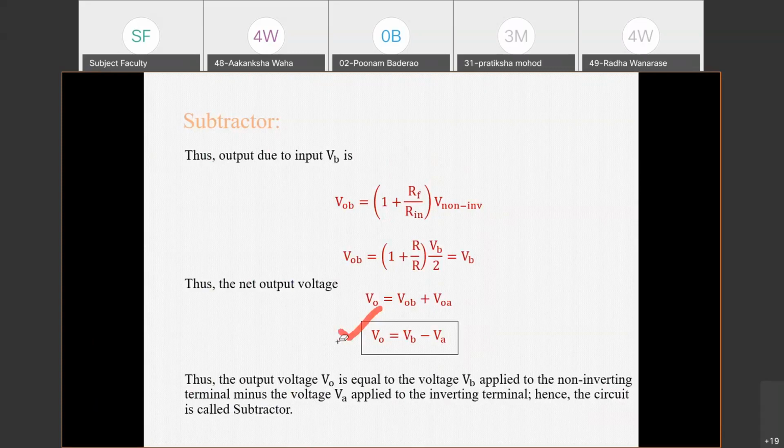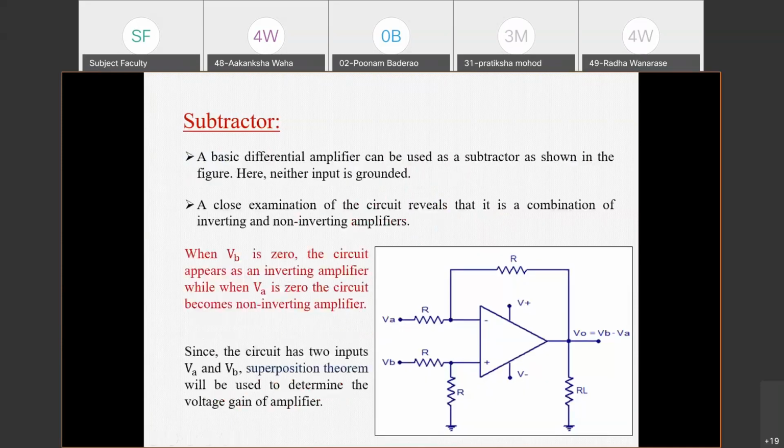Just briefly, I will repeat it this time. So now this was our subtractor and this was our circuit. What we have found out is that there are two inputs, so it is not possible to find out the output voltage at the same time. So what we have done, we have kept one input and grounded the other input, and found the output voltage for the corresponding input.